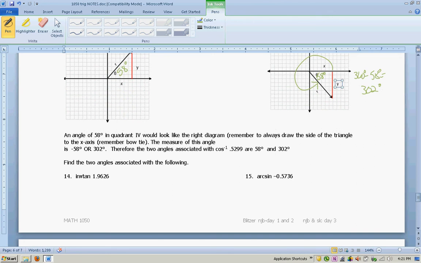So I would like you to find the two angles associated with the following. Pause this presentation. Make sure you're able to do this too. Don't just go ahead and write the answer down. Pause the presentation and try and figure it out.